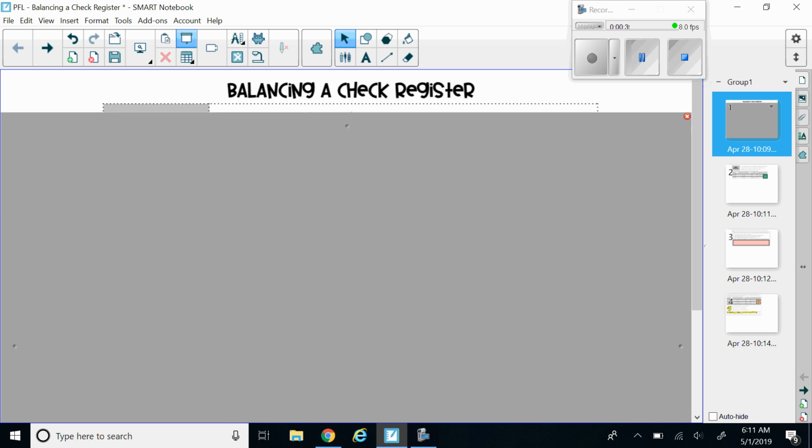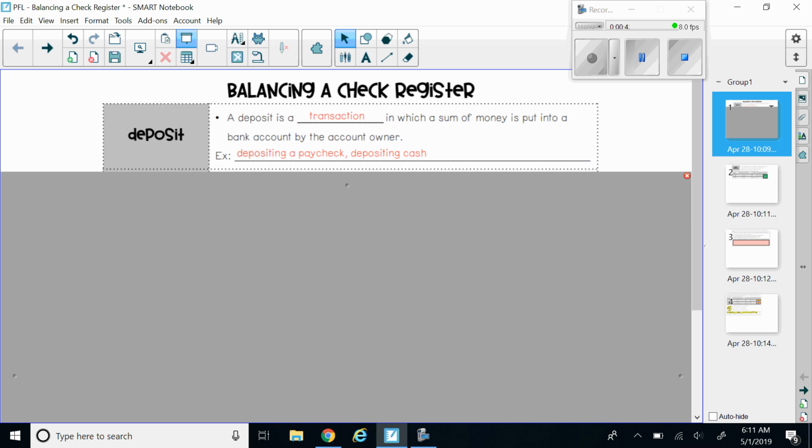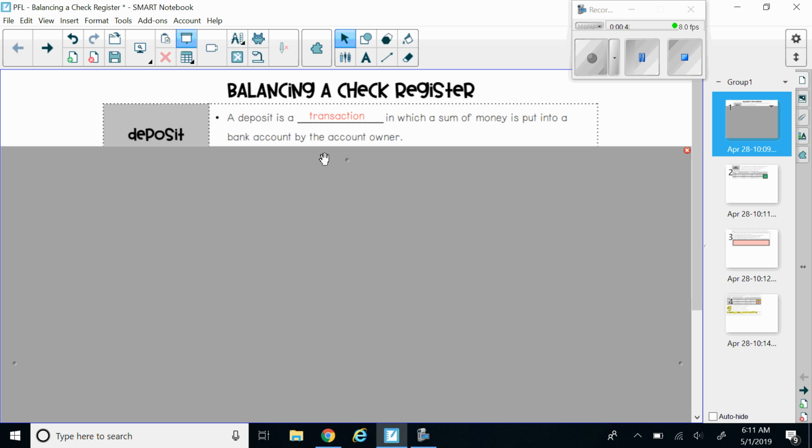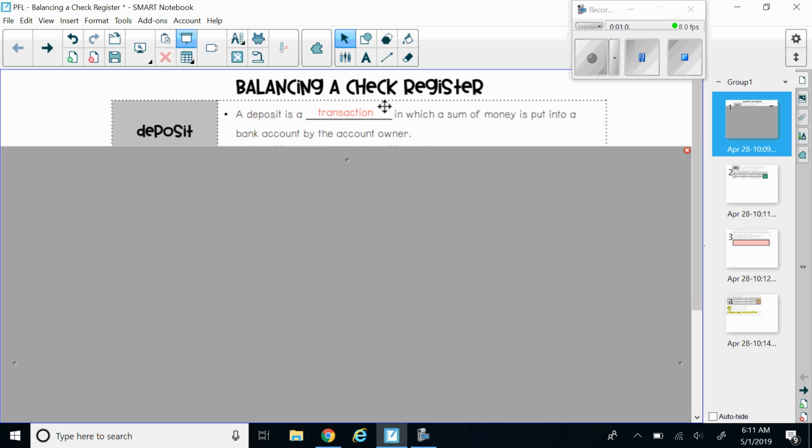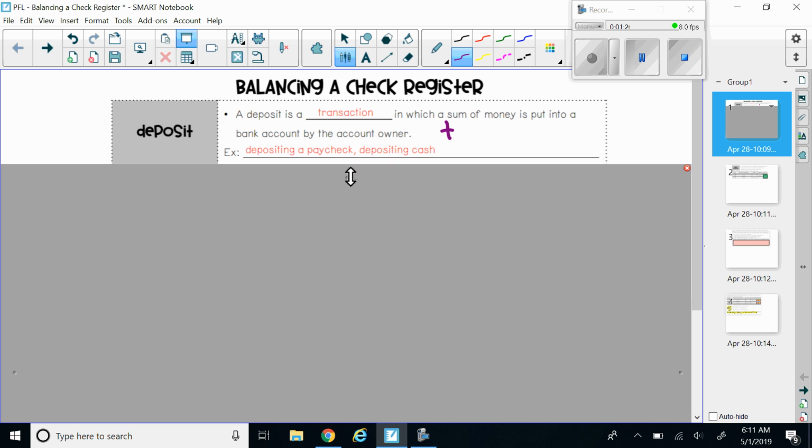First things first, we want to do some vocabulary. So the first word that we have is deposit. A deposit is a transaction. That's a big fancy word for something that you do. Remember, we had that conversation the other day. It's something that you do in which a sum of money is put into the bank account by the owner. So this is an addition because it's a deposit. We're putting it in.